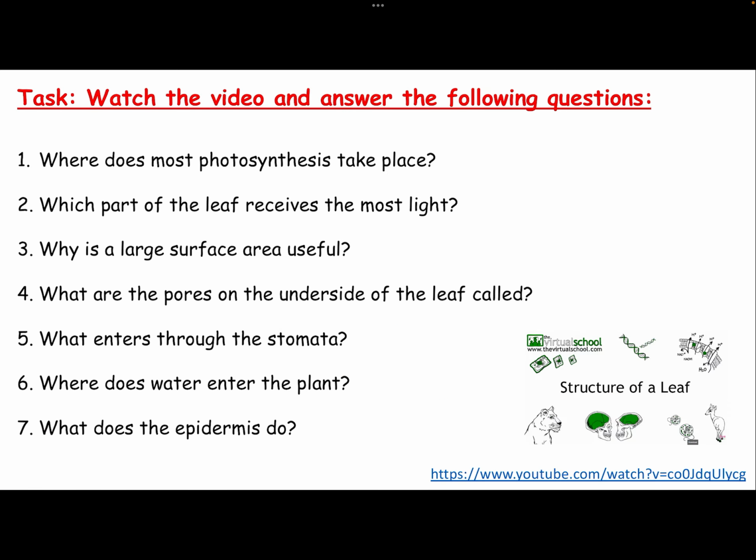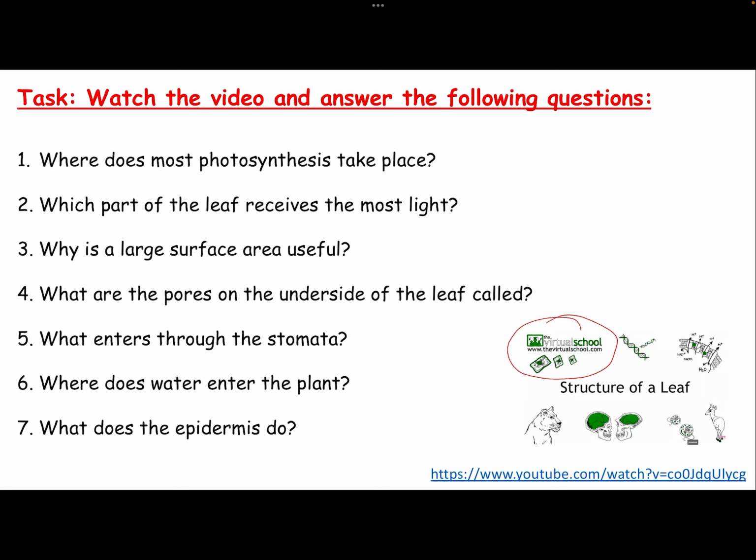Now there's a video that you need to watch, which is talking about the structure of the leaf and its function. So you can use this. I'll put the link in the description so you can follow. Otherwise, you can type in virtual school and you'll find the video there.